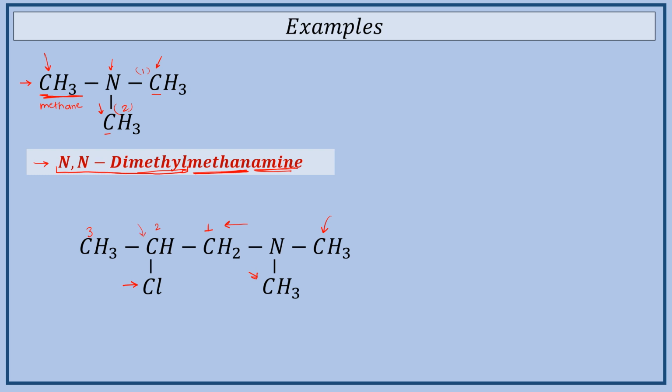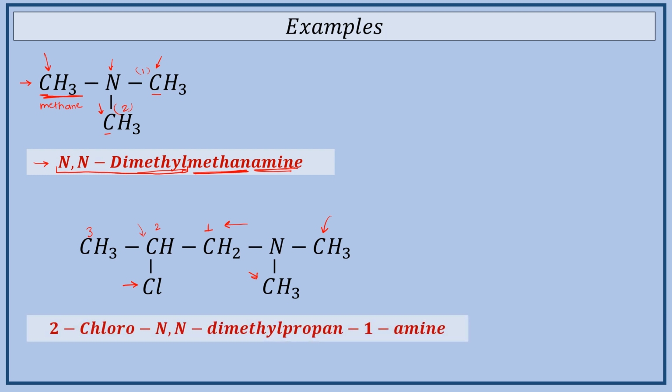So we will arrange it in alphabetical order, and the name of this compound will be 2-chloro-N,N-dimethyl propane-1-amine. At second position we have chloro. With the nitrogen atom we have two methyl groups. There are 3 carbon atoms in the parent chain, so propane. The position of amine will be 1, and finally the suffix to identify it as an amine.